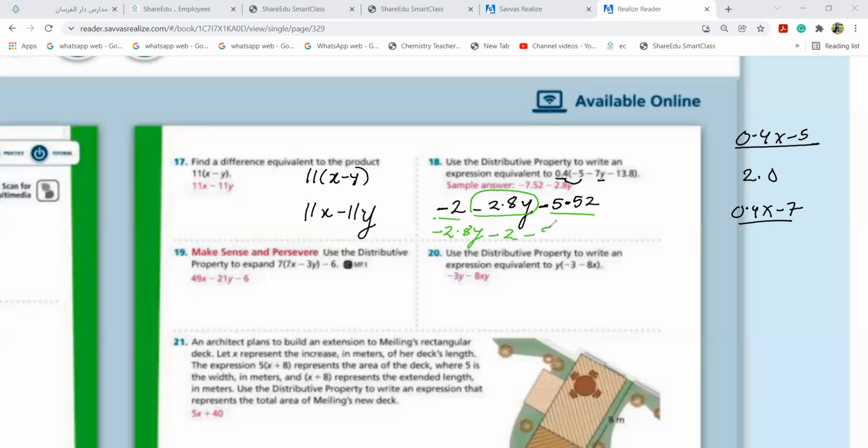So what will you do with these numbers here, Malak? You will solve this. How much do you get when you solve it? Minus 2 minus 5.52. I got minus 7.52. So your answer is this one: minus 2.8y minus 7.52. Even if you write the other way, if you put 7.52 first, it's the same.